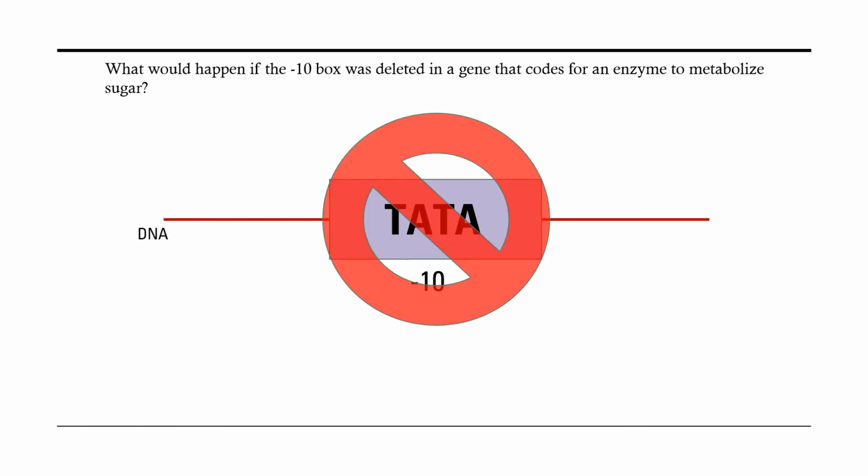I hypothesized that if this box was deleted, because it determines where the genetic sequence is read, the enzyme would not even be transcribed, and therefore that organism would die because it didn't have that enzyme.